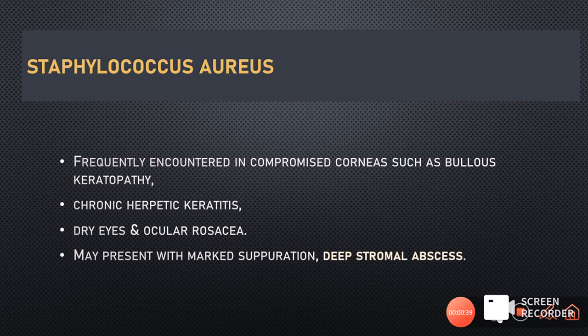First, we shall be starting with the gram-positive organisms, and the most common organism which can cause corneal ulcer is the Staphylococcus aureus. Now, the Staphylococcus aureus is basically affecting the compromised cornea. So the cornea could be compromised either by bullous keratopathy, or it could be a person who has viral keratitis for a long time, and that viral keratitis cornea might get secondarily infected with Staphylococcus aureus, or it could be that the patient has dry eyes, or it could be that he has some ocular surface disorder. So the compromised corneas are frequently affected by Staphylococcus aureus.